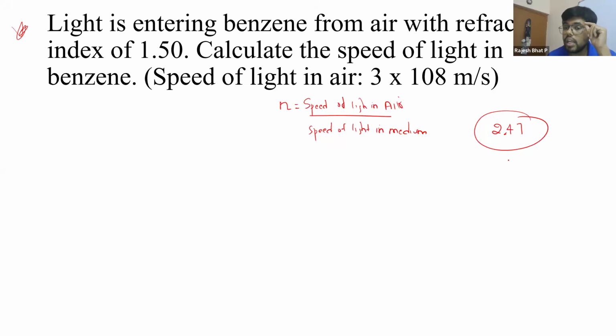Now, for example, kerosene 1.44 is the refractive index. What is the meaning of this? If light enters the kerosene, its speed reduces by 1.44 times. So these both are nothing but the refractive index value.